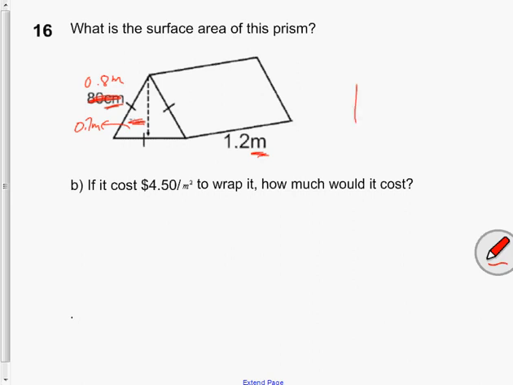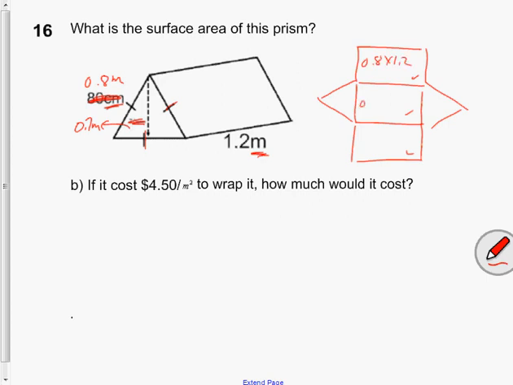So I'm going to make my net of my triangular prism. I'm not going to use my formula, I'm going to use a net. And these little tick marks here mean that this is an equilateral triangle, which means all of the sides are equal, which means that all three of these rectangles are going to have the same area. They are going to all be 0.8 by 1.2, 0.8 by 1.2, and 0.8 by 1.2.